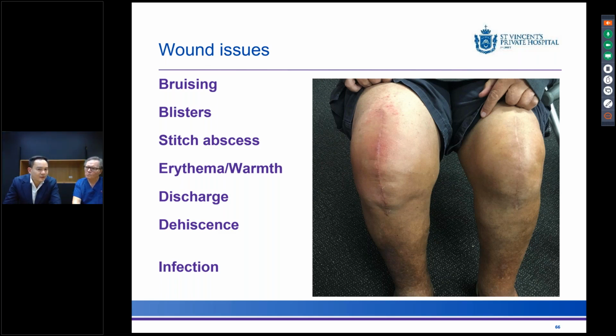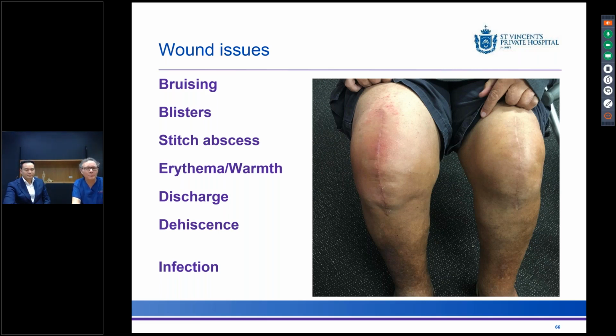John, can you talk more about some of these things and their significance? Well, bruising occurs whether the surgeon's used a tourniquet or not, and that will resolve. It may manifest itself and track all the way down to the ankle. Blisters can occur just like fracture blisters. You may have a little bit of blistering which settles.